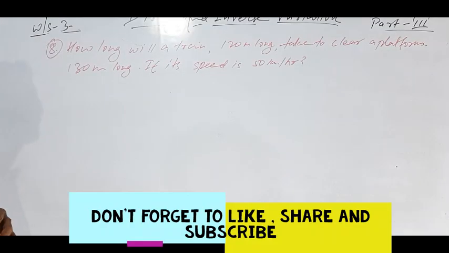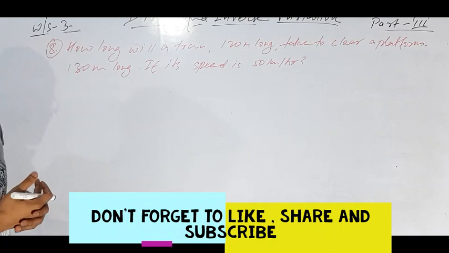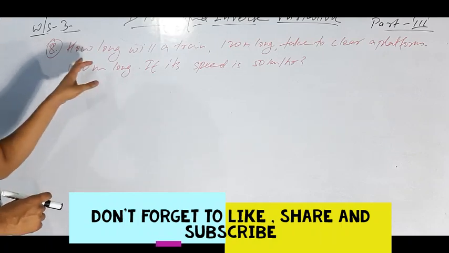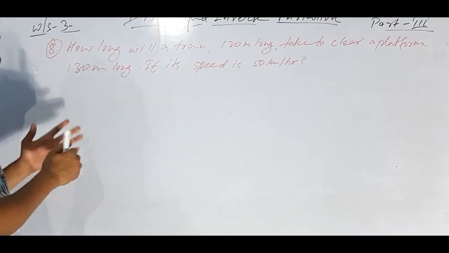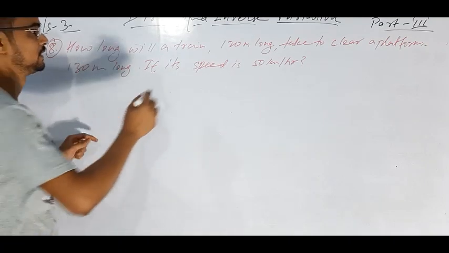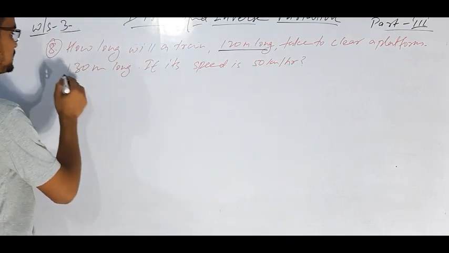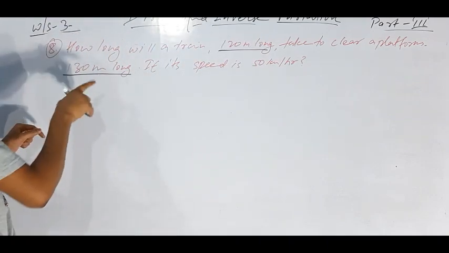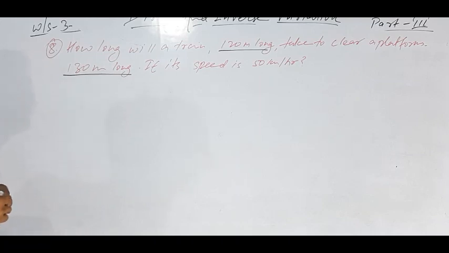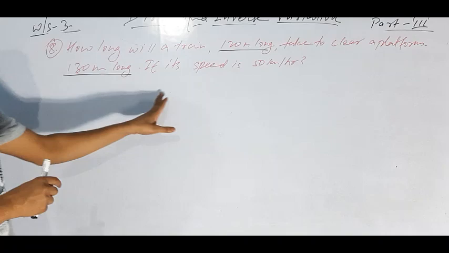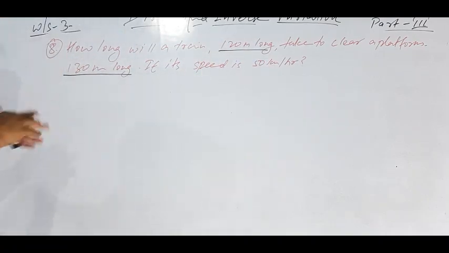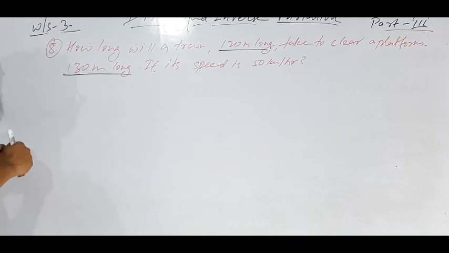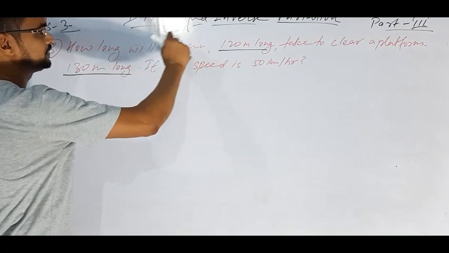The next question is of the same type as the previous question: how long will a train 120 meter long take to clear a platform 130 meter long? The length of this train is given, the length of the platform is given. We have to find the time taken. How much time will this train take to clear a platform, and the speed of the train is given as 50 km per hour. As in the previous question, we will convert that speed into meter per second because the length of the train is given in meter.